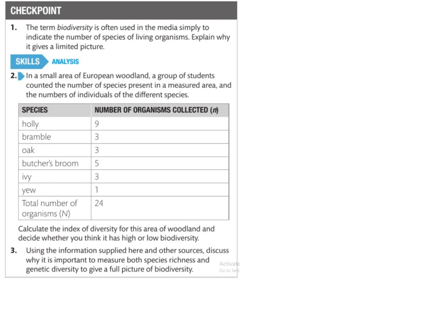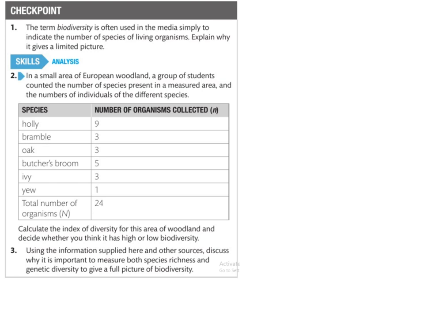Then, question 2. In a small area of European woodland, a group of students counted a number of species present in a measured area, and the numbers of individuals of the different species. Here are the number of organisms collected from each species, and you are asked here to calculate the index of diversity for this area of the woodland and decide whether you think it has a high or low biodiversity.